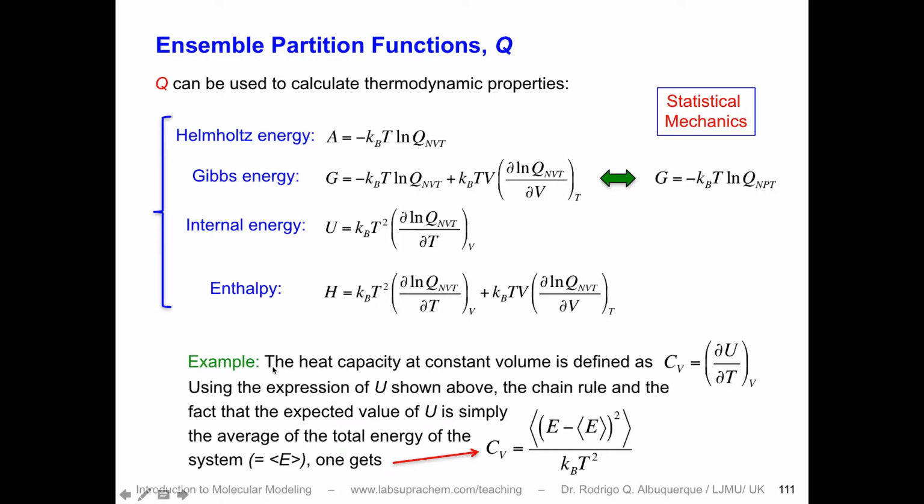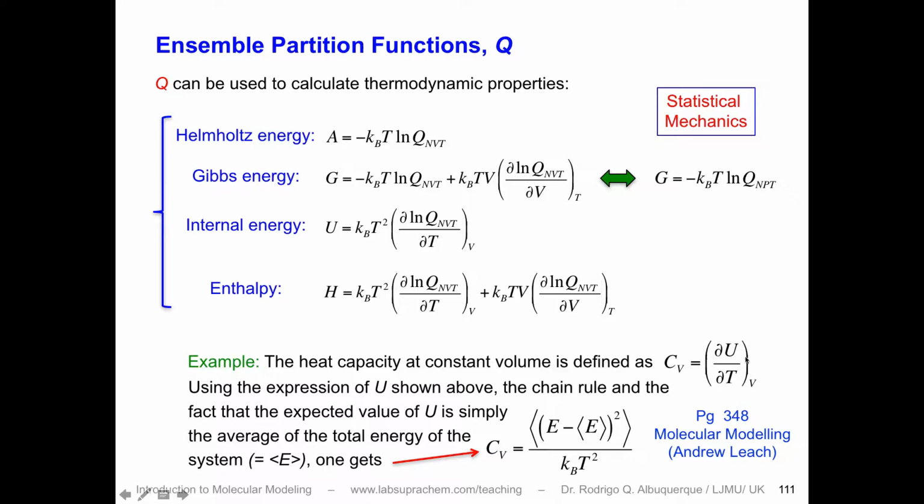Just to give a short example, I will not derive this here, but I will show where it has been derived. But the heat capacity, sometimes you would like to calculate this quantity. Heat capacity at constant volume is defined as CV equal to the first derivative of internal energy, U, with respect to the temperature.